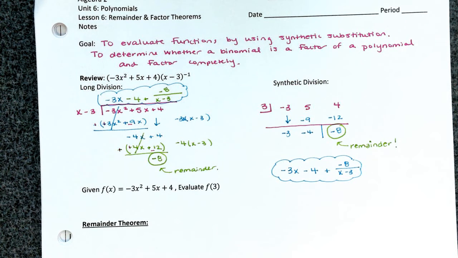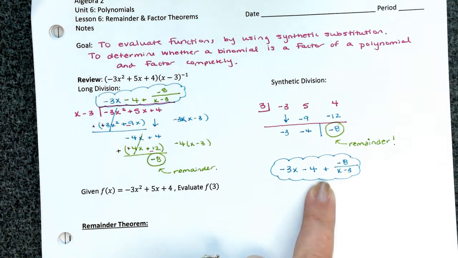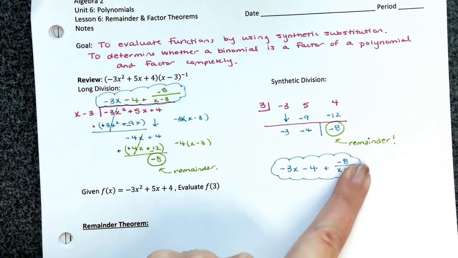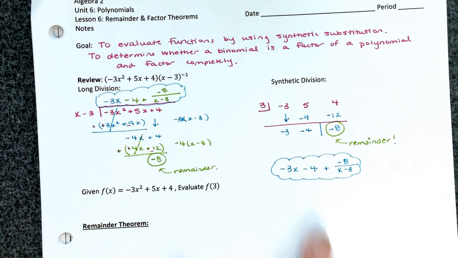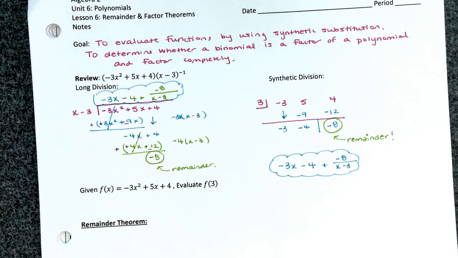Okay, so either way you do it, long division or synthetic division, we get negative 3x minus 4 plus negative 8 over x minus 3. Okay. You could have also written this as minus 8 over x minus 3 and had the subtraction sign, but always make sure that that remainder is another term in there. So I've noticed some people there's no plus sign in between. Okay, it should be another term, so you should be adding it. If you don't put it there, that means you're multiplying by it, and that's not correct.